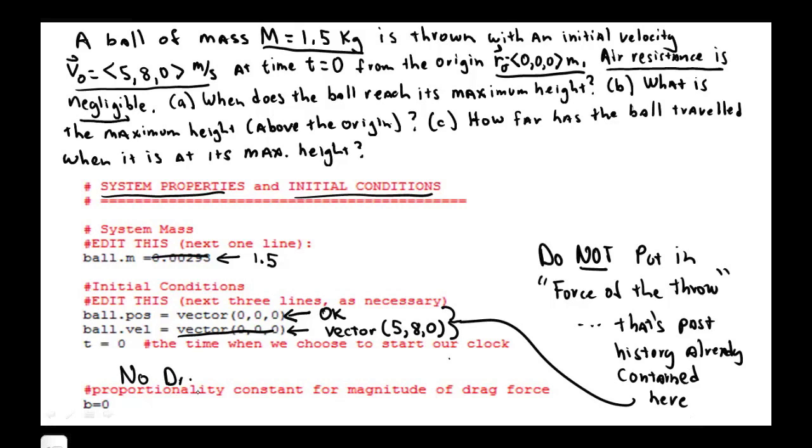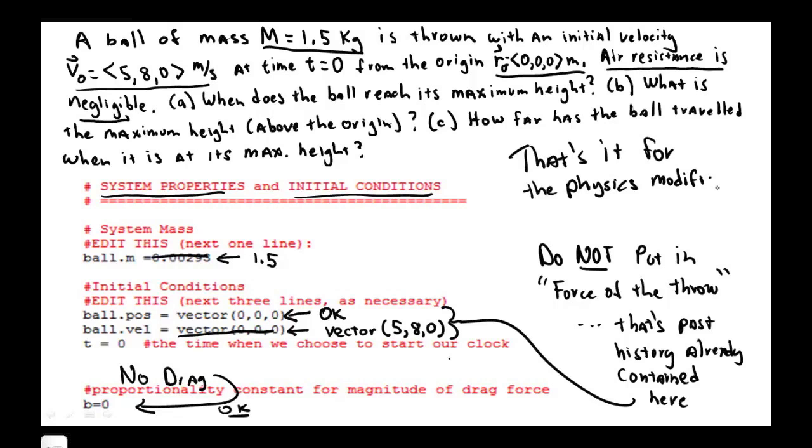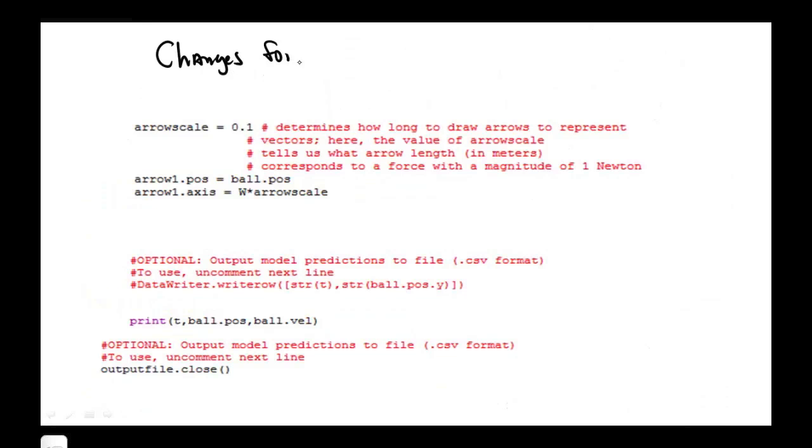Note for this problem, we need to make sure we set our drag force to 0. We can do that by simply setting the constant b to 0. That's all the physics we need to change because, as we said before, our model already contains correctly Newton's second law with just the weight force as the net force. We will, though, make two more changes that will help us view the results.